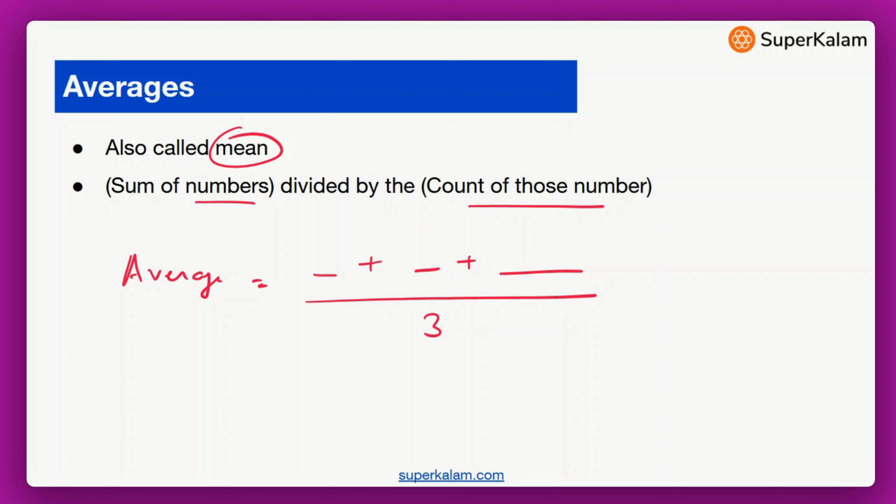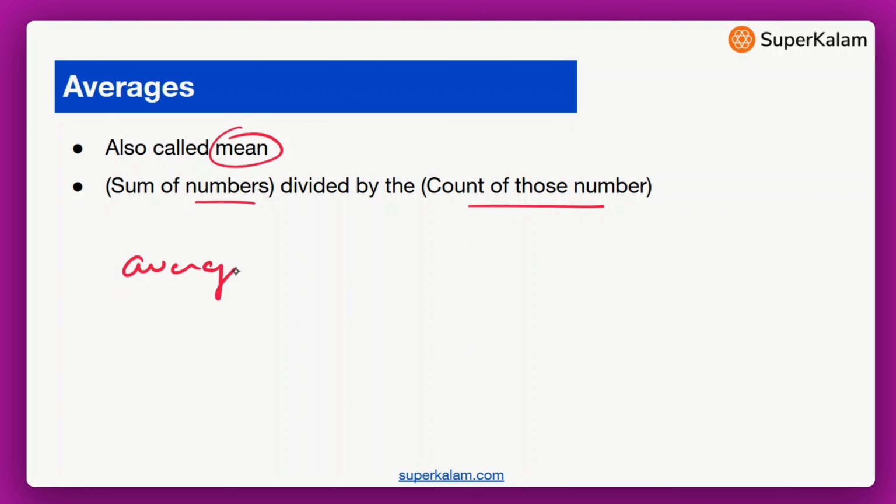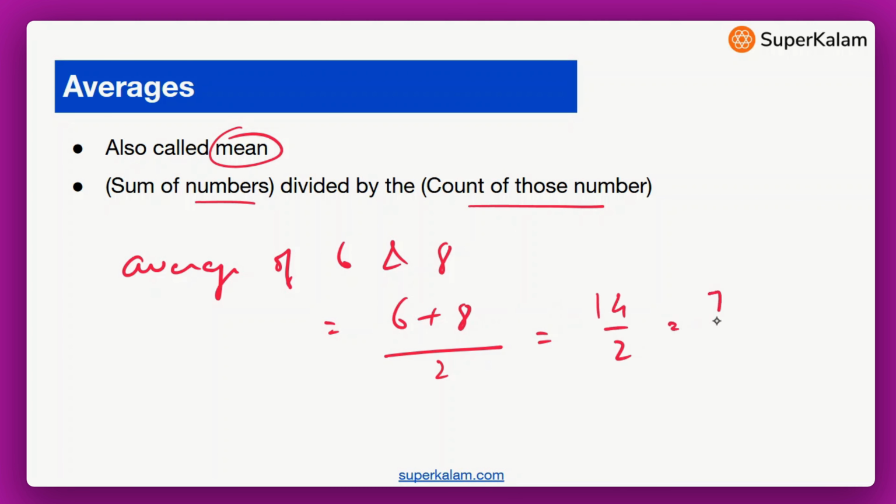Let's take an example. Let's say we are taking the average of 6 and 8. First we have to take the sum of the numbers, that will be 6 plus 8, and then we have to divide it by the count of those numbers. The count is 2. There are two numbers of which we are taking the average, so it is 14 divided by 2, that is 7. So this is how we do it.